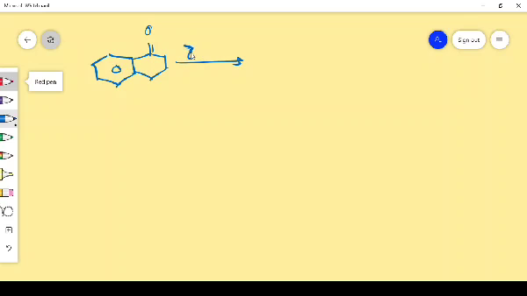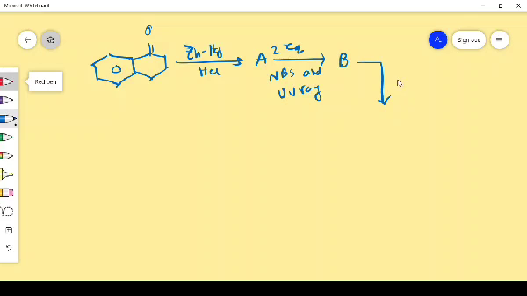I am using zinc amalgam HCl, so I am getting a product called A. After getting the product A, I am using two equivalents of NBS and UV ray. I am getting B, and with this B, I am doing an elimination reaction by KOH ethanol, so C. So what should be my A, B, C?